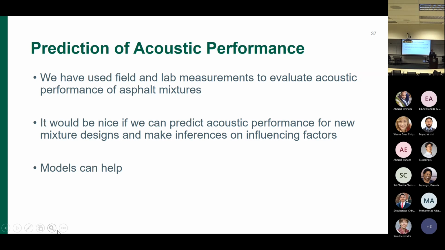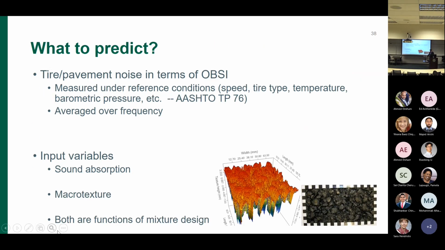Now, we want to take advantage of the data we got back from the field and from the lab, so that there are some models that we can use to predict the noise performance, the sound performance, of the porous materials. If we have such a model, then we can predict the noise performance of new mixture designs.